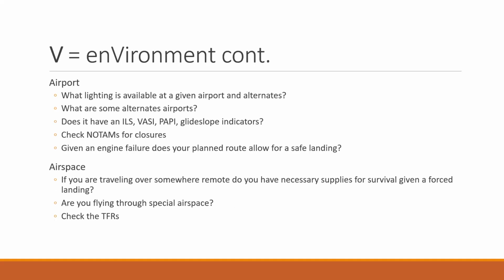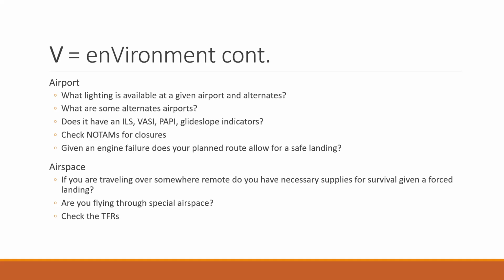Also, we'll talk about things like airports. So making sure you check all the NOTAMs, making sure you check lighting availability, maybe alternate airports along your route. What kind of glide slope does it have? Does it have a PAPI or a VASI? Maybe it has an ILS indicator. What if your engine fails on your planned route? What do you do? So considering all of your destinations, what do they have? Checking the chart supplements and the airport information to make sure that you know what you're getting into before you go there, especially if it's an airport you're unfamiliar with.